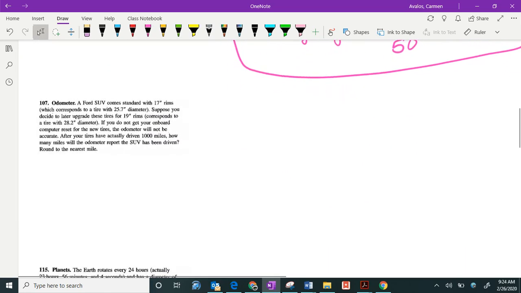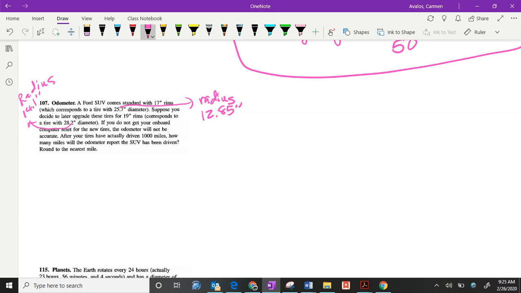Okay, and then here is the odometer one. So the odometer here, we have some information. They're telling us it's 17-inch rims, but the diameter of the tire is 25.7. So we're going to take the radius of the actual tire because that's what's going to be on the floor. So the radius here is going to be 12.85 inches. And then this one here, the radius of this tire is going to be 14.1 inches. And so now we know the radius of the bigger tire and the radius of the smaller tire.